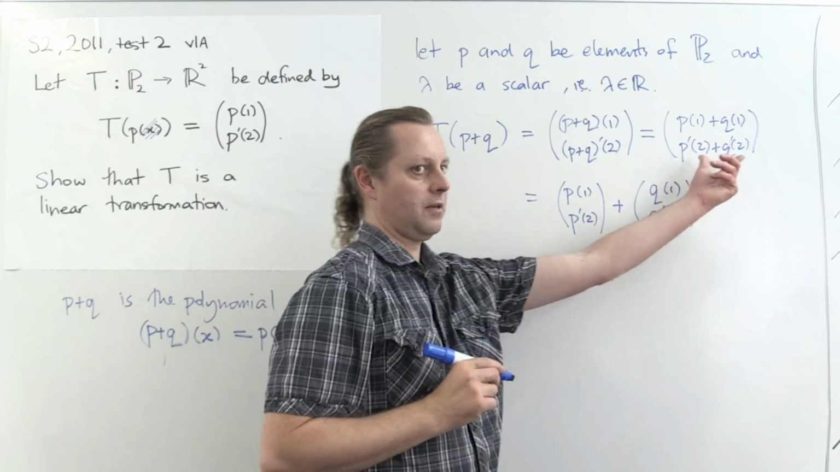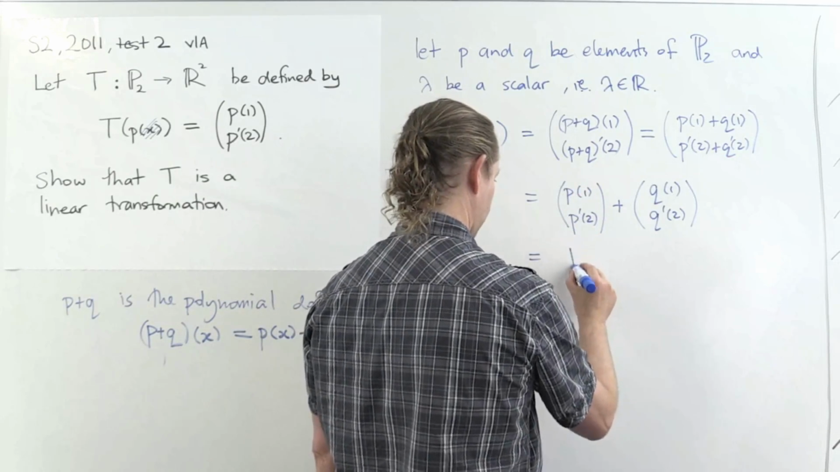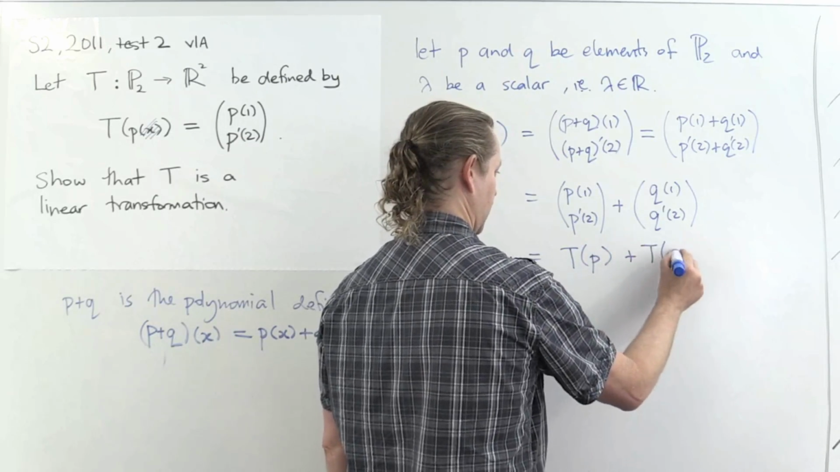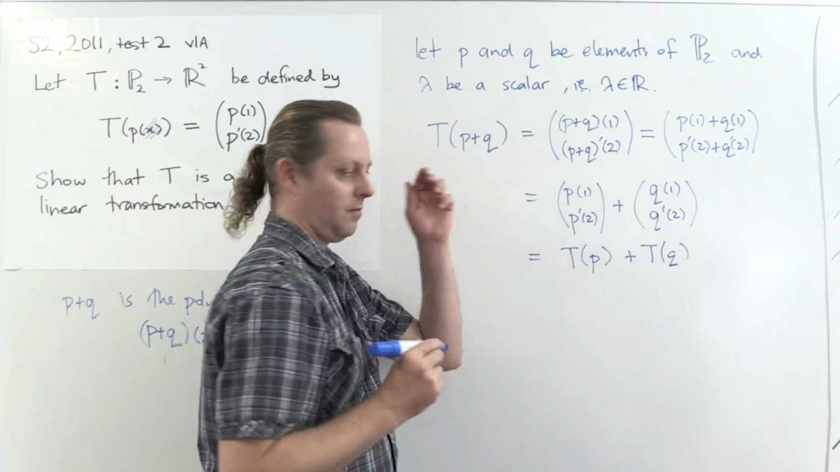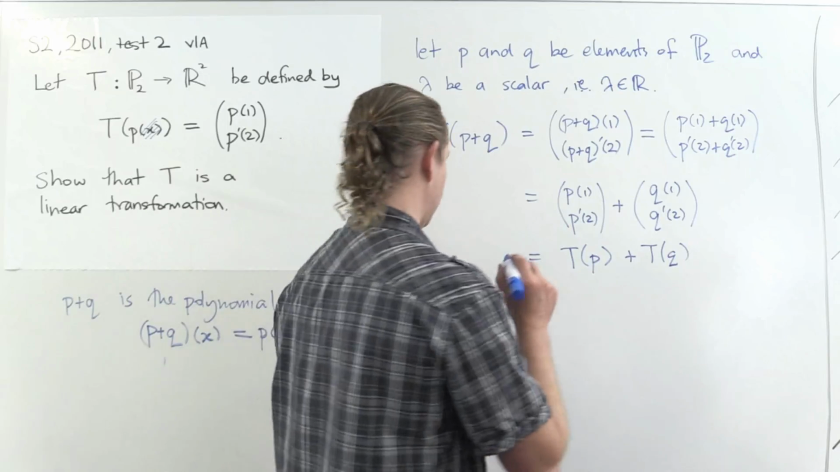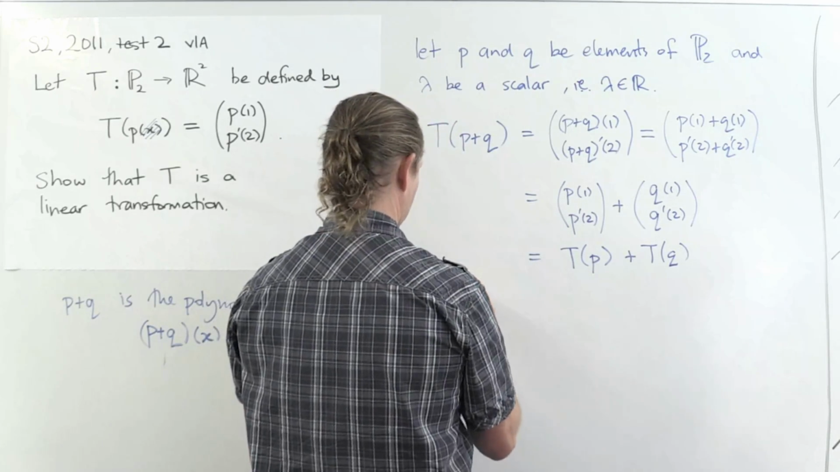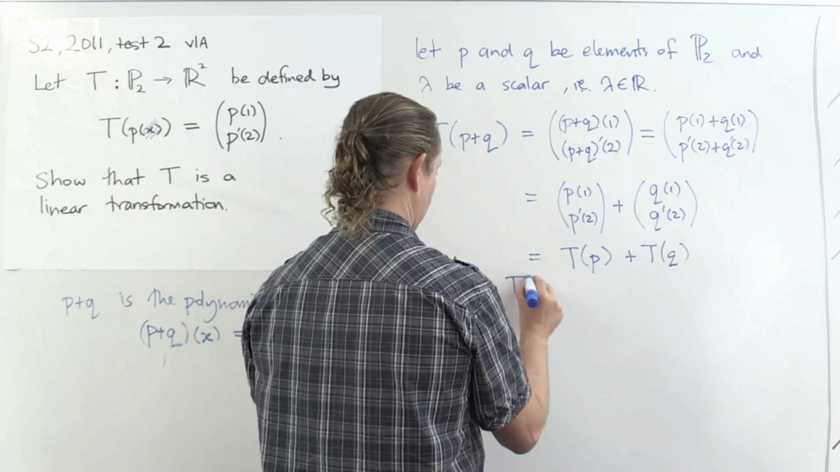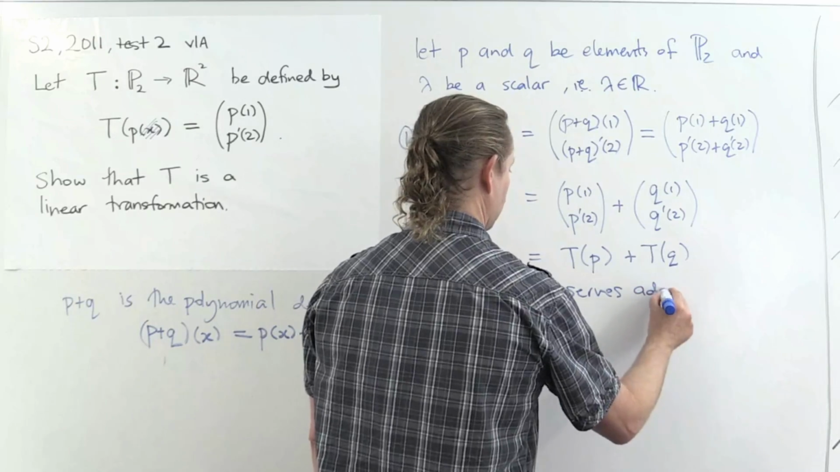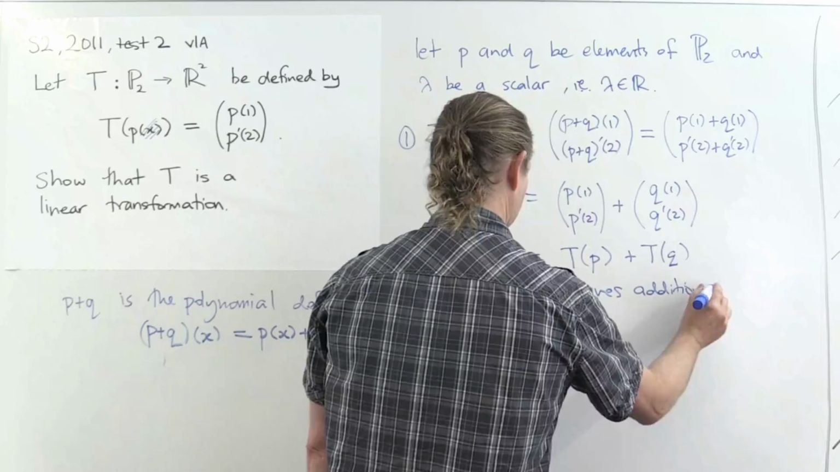This is just the same as that. And this is, thankfully, how T acts on p, and this is how T acts on q. So T preserves addition, and that's the first property we need. So I'll call this property 1, hence T preserves addition. Just addition.